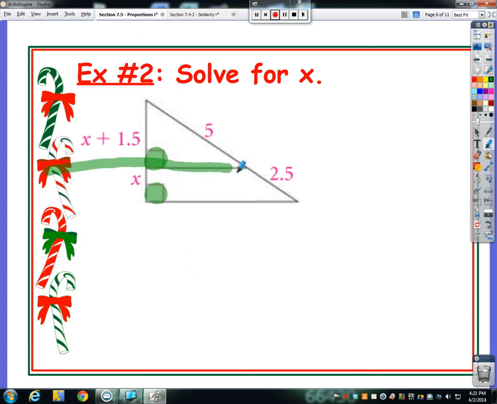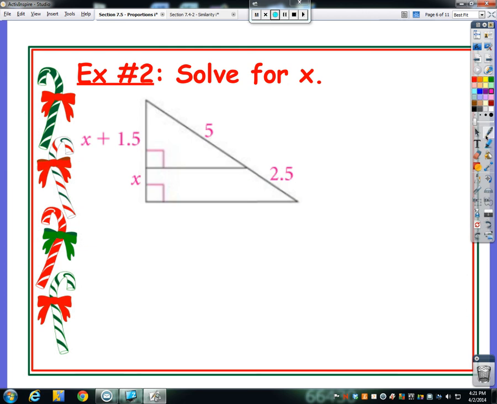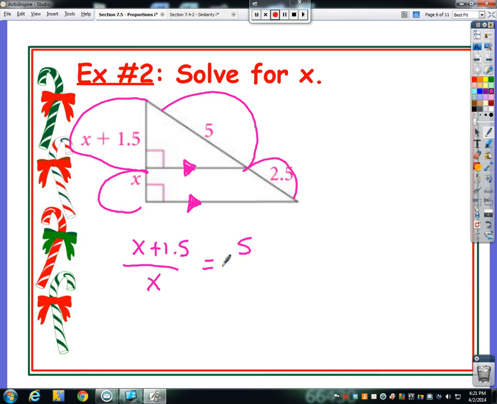And if I think about these lines being extended out and this line being extended out, if you really think about it now, those are corresponding angles. And I've been told that they're both 90. So I have congruent corresponding angles, which means I am allowed to put parallel line markings on here. So we can use our shortcut formula because these triangles are similar to each other. So we can take this piece over this piece, x plus 1.5 over x, and we can set it equal to this piece over that piece, 5 over 2.5.